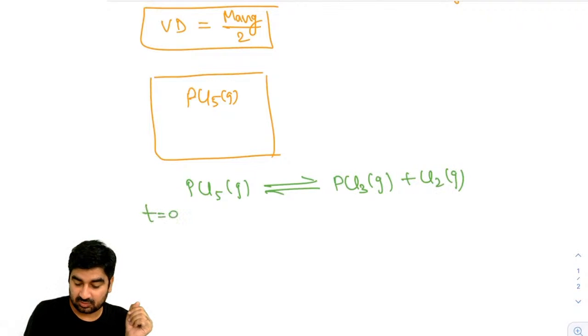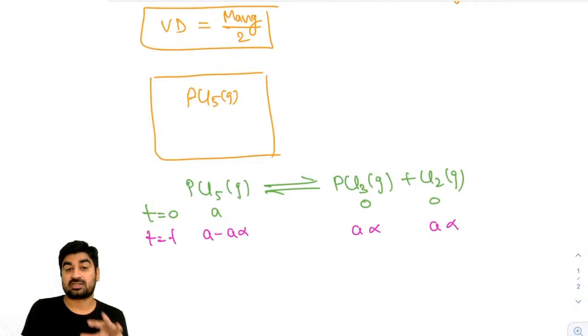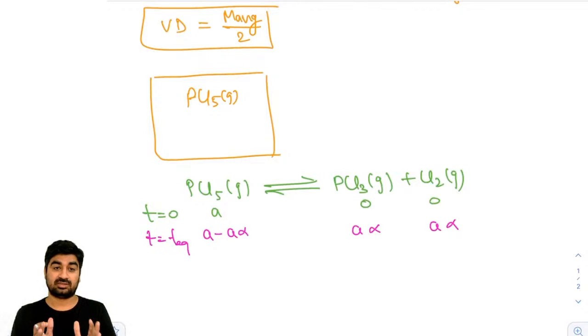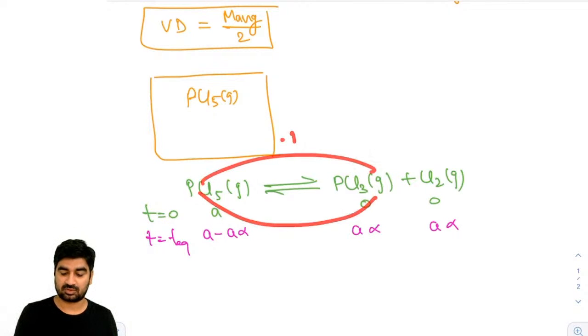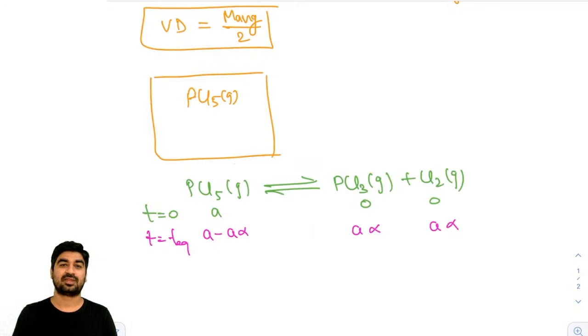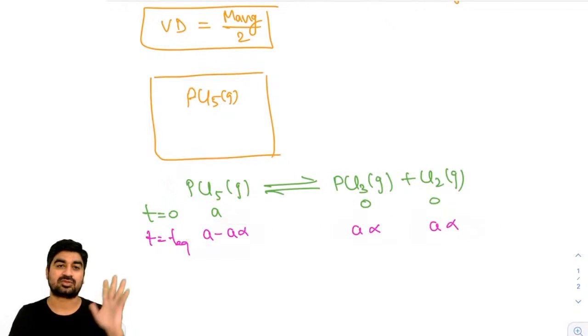Suppose at T equal to 0, A moles of this were present, and after some time, A minus A alpha remains, and A alpha forms. This is the time when equilibrium has been achieved, because at this point, if n moles of BCl5 are going forward, suppose 0.1 mole is going forward, then 0.1 mole will come backward. As a result, its concentration or its moles will become constant.